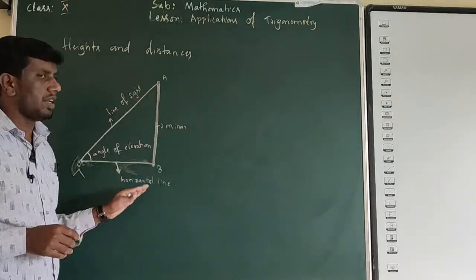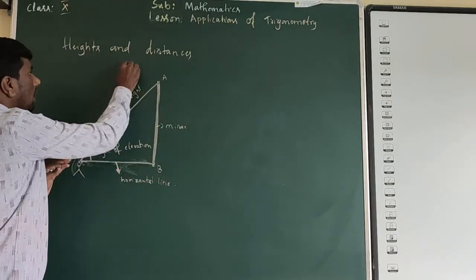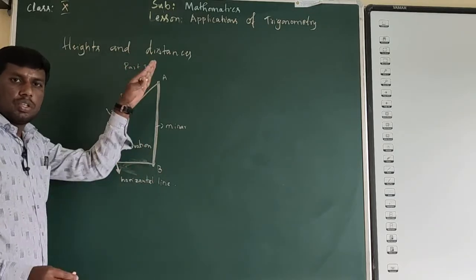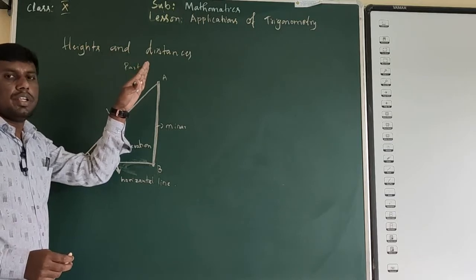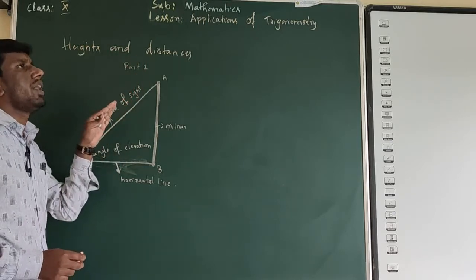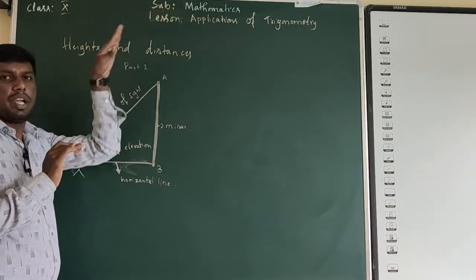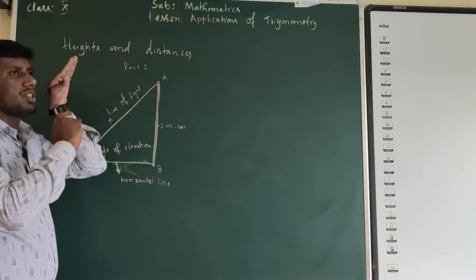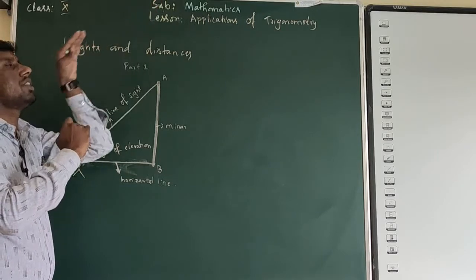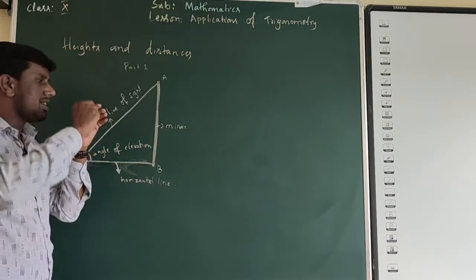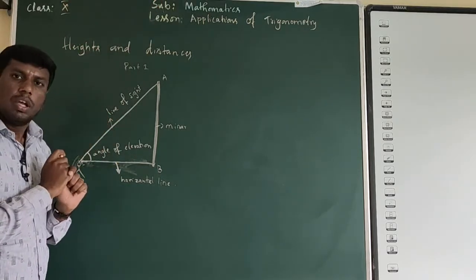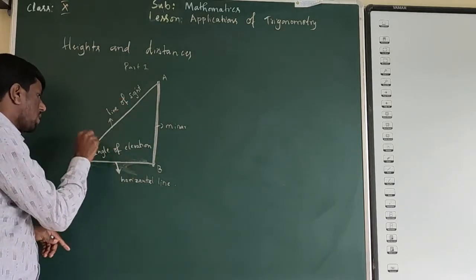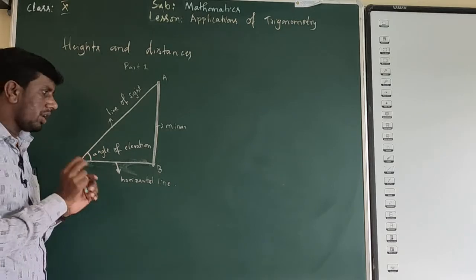Okay, this is only part 1. This is the angle of elevation. When you are raising your head to see the object, an angle is created between the horizontal line and the line of sight. You have to raise your head like this, so there will be an angle created. That is the angle of elevation. So line of sight is understood, horizontal line is understood, angle of elevation is understood, right?